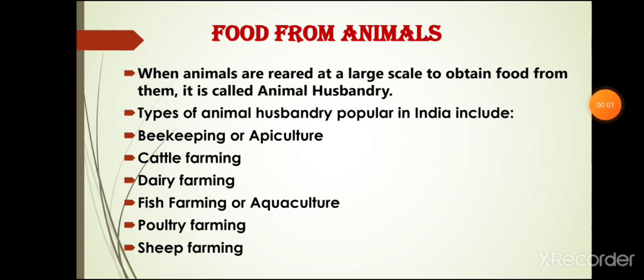Now you can see here a short list of animal husbandry practices which are popular in India, like beekeeping, also known as apiculture, cattle farming, dairy farming, fish farming or aquaculture, poultry farming, sheep farming and many more. Students, I hope you understood the steps of agricultural practices and about animal husbandry.